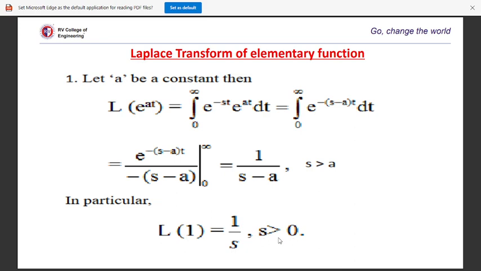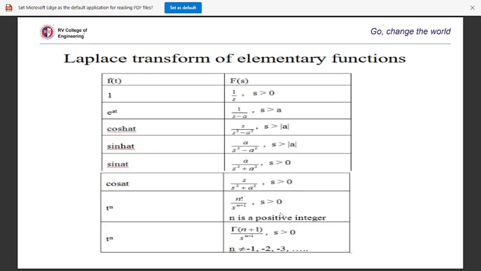In a similar way, we are going to define the different trigonometric functions and polynomial functions by using the definition of Laplace transform. Here we have listed all the Laplace transforms.